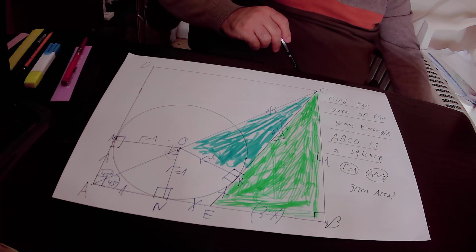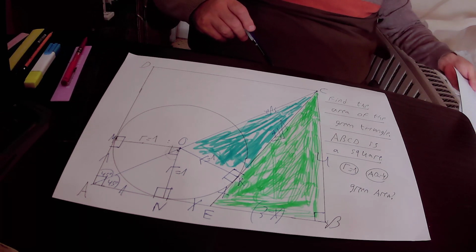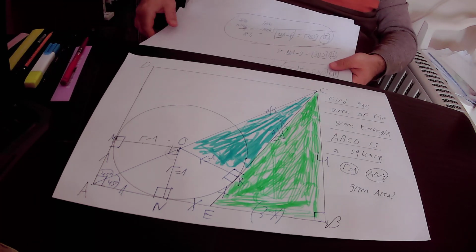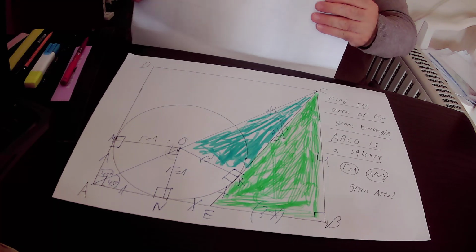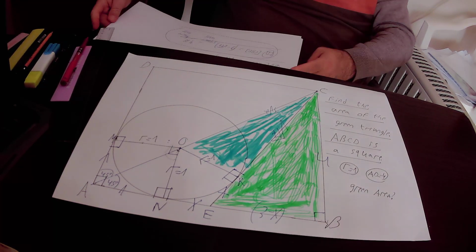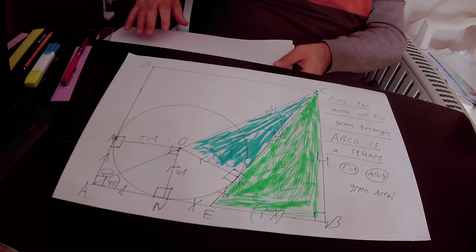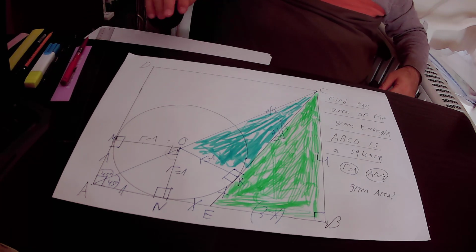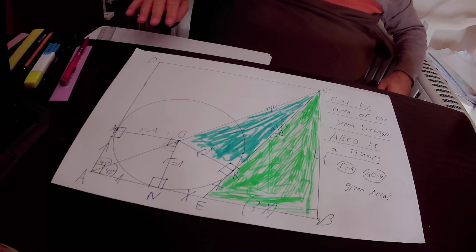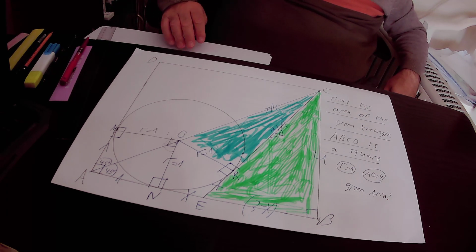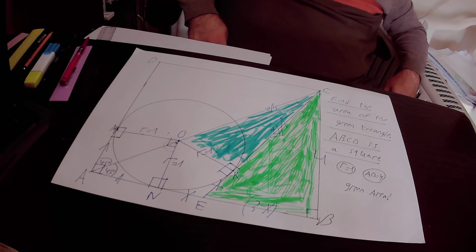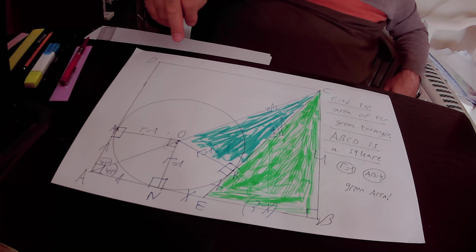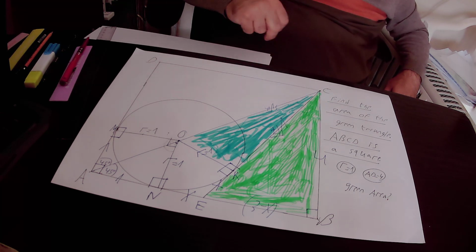Actually, we wanted to find out the area of this green right triangle CBE, and we have here square ABCD, and we know that one side of square ABCD equals 4 units, therefore AB equals BC equals CD equals DA equals 4 units.